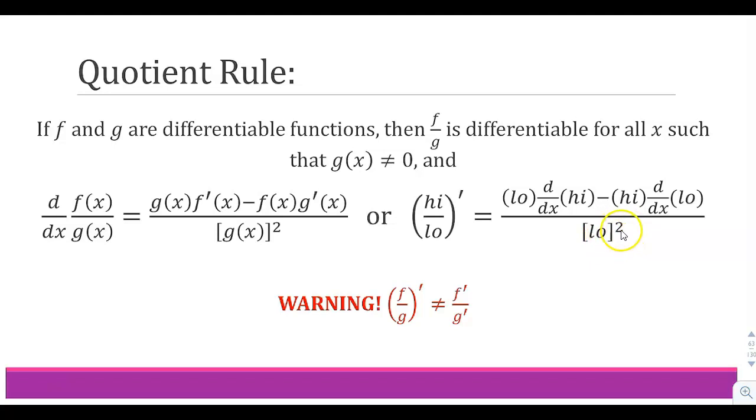I'm not totally sure if it's helpful, but if it is, then definitely go ahead and apply it. It is something that I will be saying when I apply the quotient rule: low d high minus high d low over low squared. I encourage you to repeat it a couple of times and it'll stick. But the big warning here is, if I have a quotient and I try to take its derivative, I cannot simply take the derivative of the numerator and the derivative of the denominator. That doesn't work. I have to apply this quotient rule.